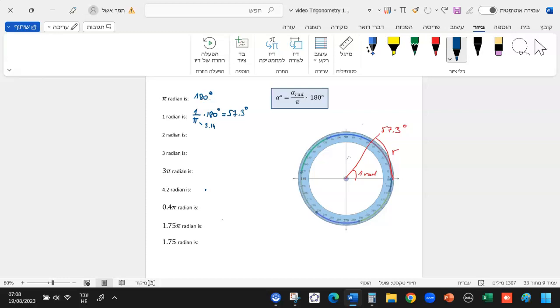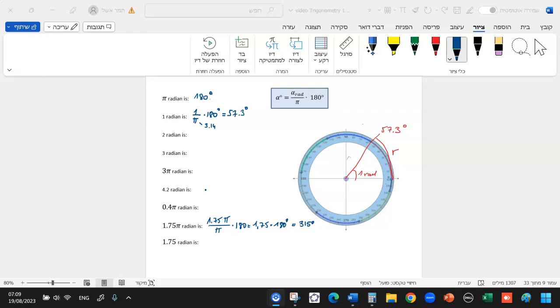Many times the angle in radians will be in terms of pi, multiples of pi. When we have 1.75 pi, it means that it's 1.75 times half a circle, because pi is half a circle. We have to do 1.75 pi over pi times 180. This is actually 1.75 times 180 degrees, which is 315 degrees. That's half a circle and another 0.75 of half a circle.